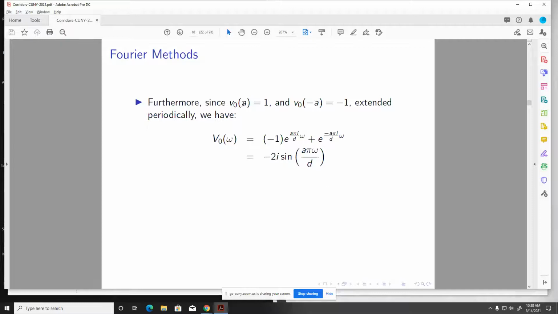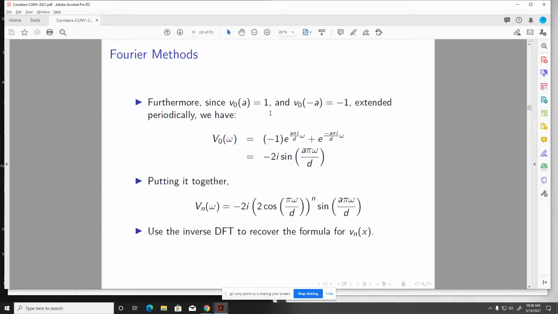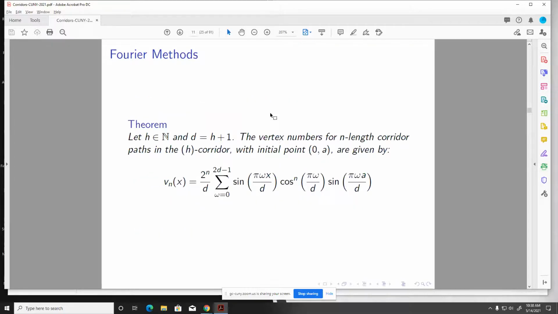We also talked about the initial state, and again, this is valid for any initial position that you want to start at. So the letter A represents an initial position, which we can roll into our V0, okay? And this is on the Fourier side now. We put everything together, and the upshot here is our main theorem: we can recover the vertex numbers using this fleshed out formula now.